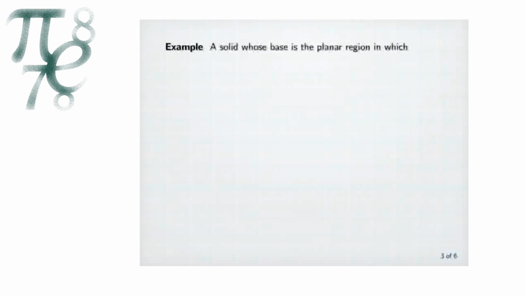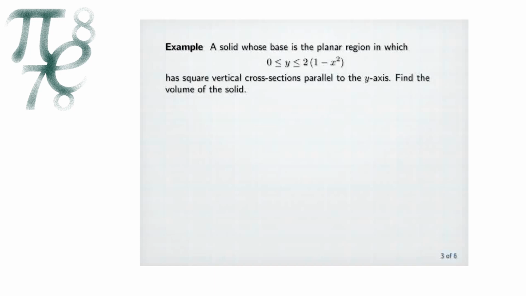Example: a solid whose base is the planar region in which y is between 0 and 1 minus x squared has square vertical cross-sections parallel to the y-axis. Find the volume of the solid. This is the base of the solid. Note that it extends from -1 to 1 along the x-axis. Now let's make the plane horizontal and show a cross-section. And here's what the solid looks like.